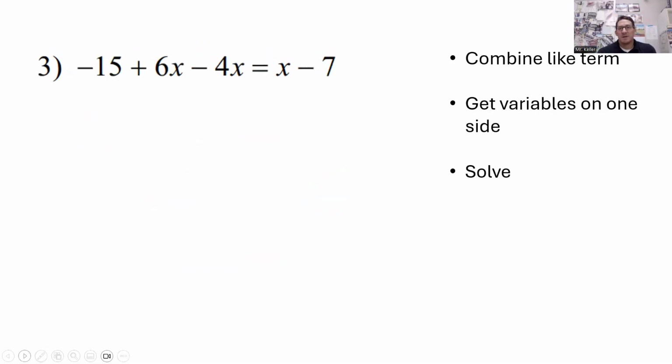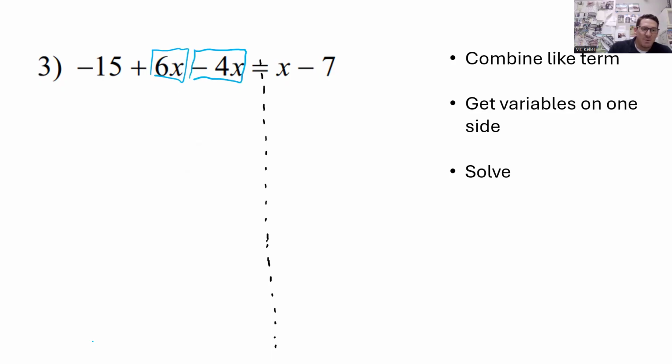Next one. So here, again, real important for that line of separation because there's a lot going on there. Find that equal sign and put a dotted line down that equal sign to keep things organized. So again, I have a lot going on this left side of the equation. I'm going to clean this up. Starting off with combining like terms. So I have a positive 6x combined with a negative 4x. When I combine those, that is a positive 2x.